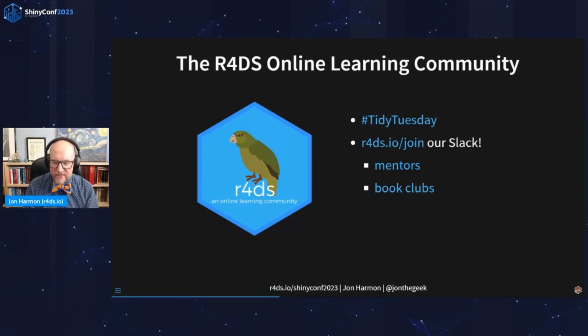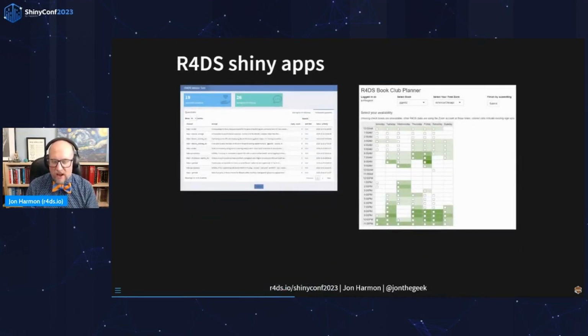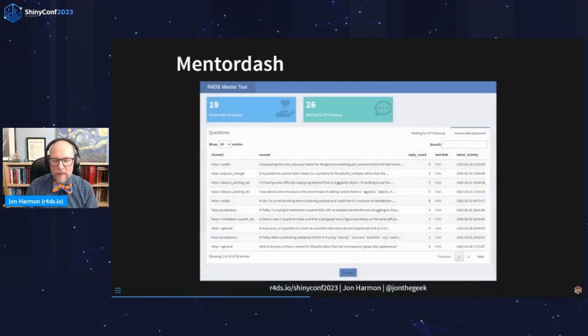So I have these things, and I created apps to help me manage those. They're not really pretty apps, but they work. The two main apps for this are Mentor Dash, or the R4DS mentor tool, where we see all the questions that are currently unanswered on the site, and we can load those to go answer them. This updates live, so it needs to be able to talk to Slack, and it needs to only see the things that the user is supposed to be able to see.